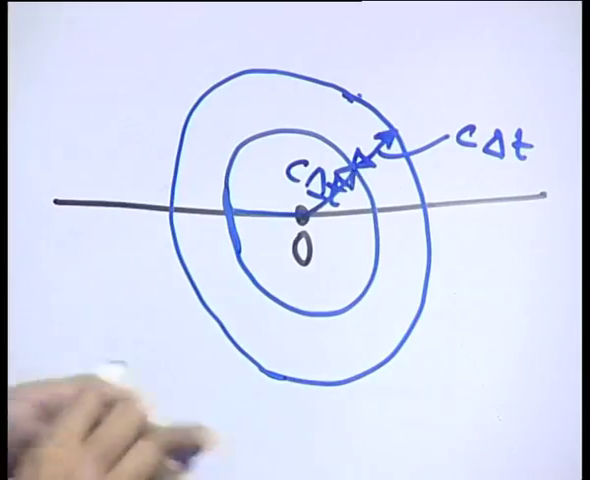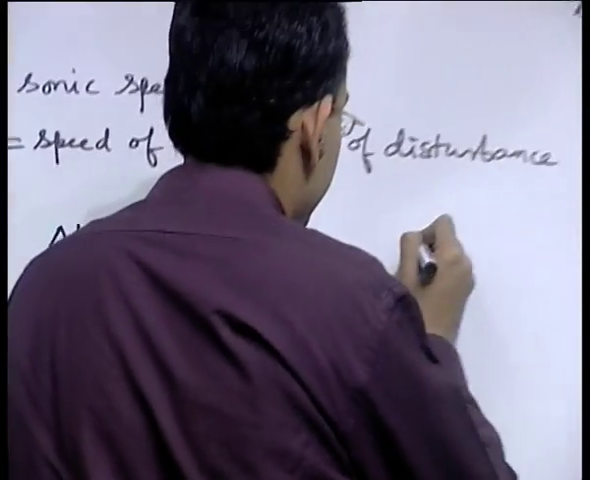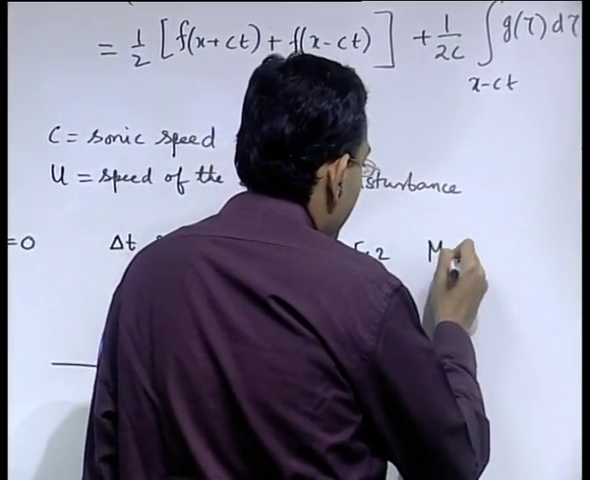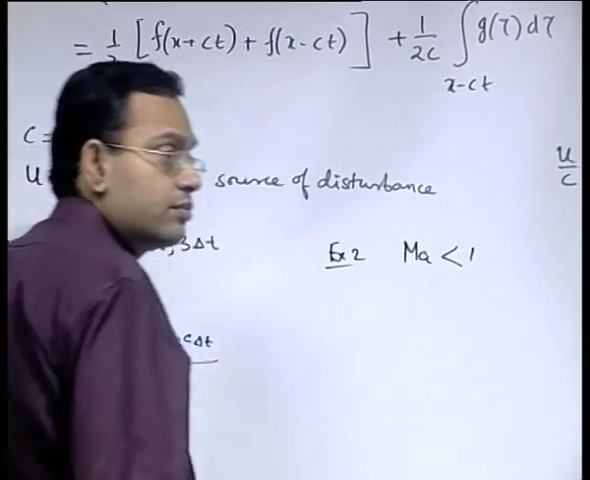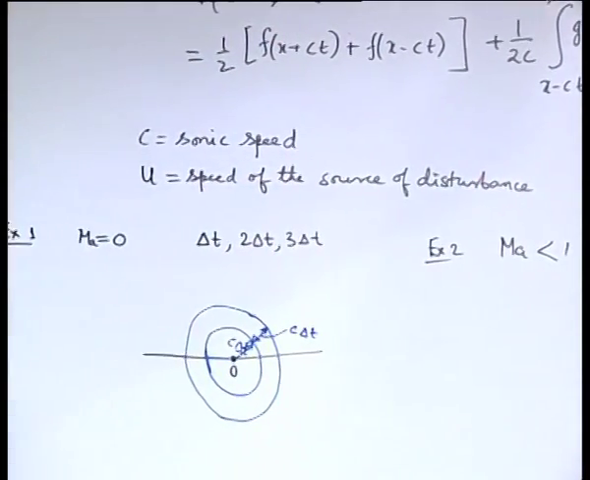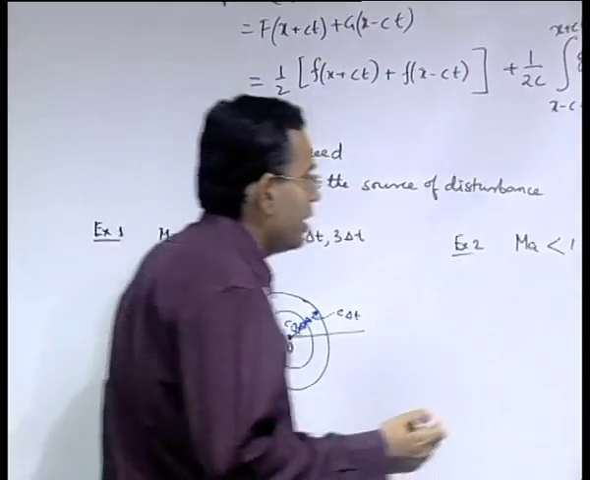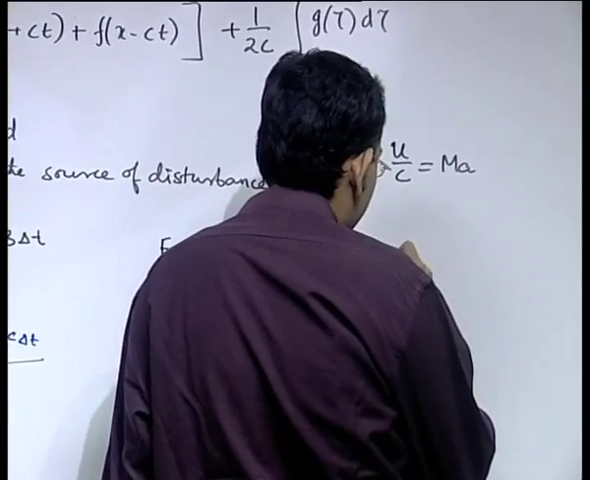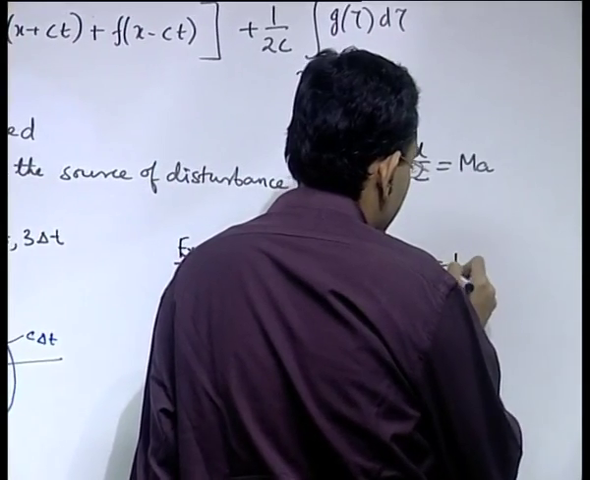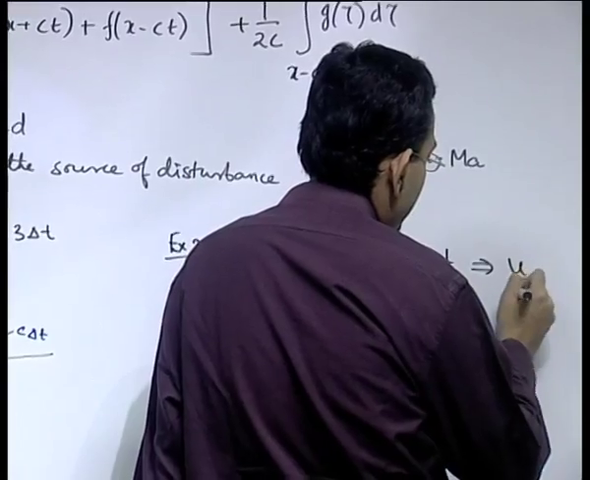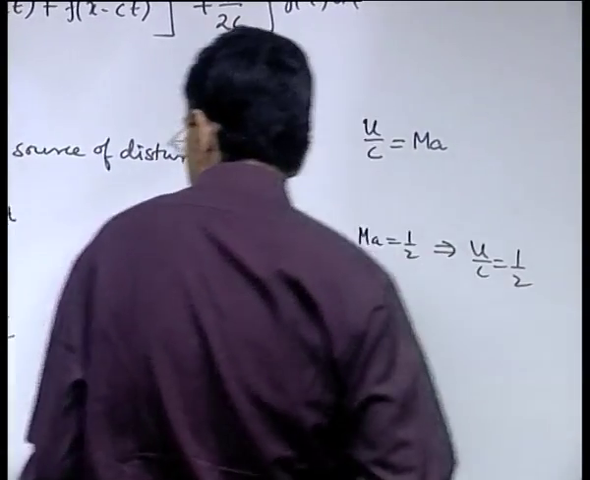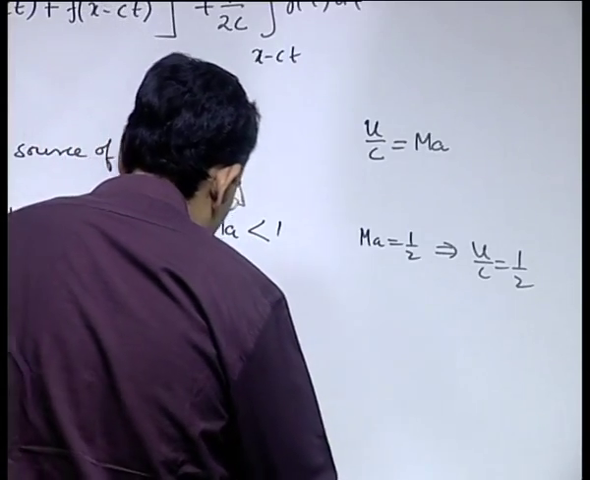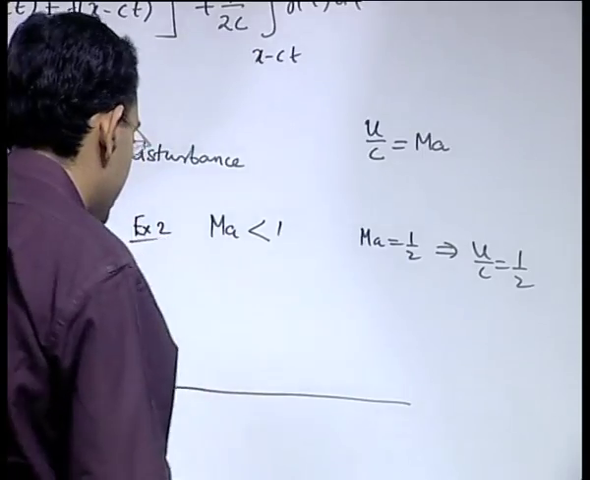Let us consider a second example. Say Mach number less than 1. Less than 1 can be so many. So just for a special case, let us say that Mach number equal to half, that is u by c equal to half. Let us try to draw a similar type of diagram for this case.